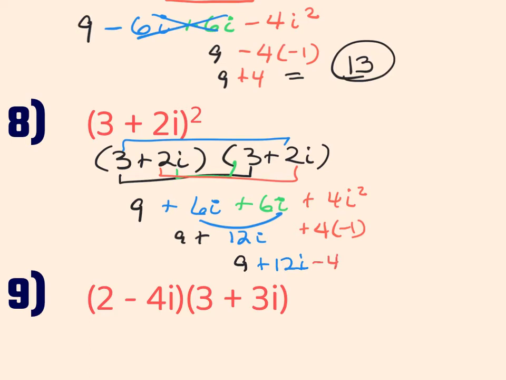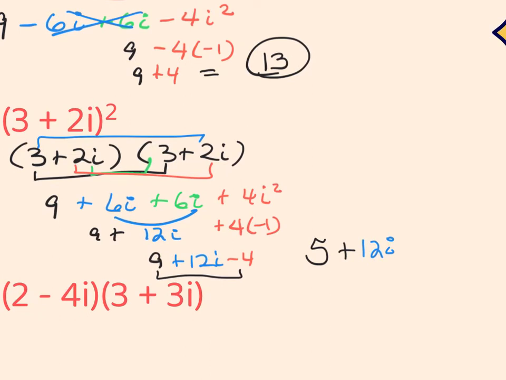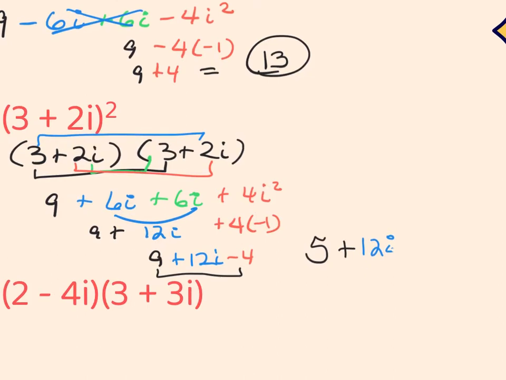Again, add your like terms, these two real ones. 9 minus 4 is 5 plus 12i. Always write the real and then the imaginary. Let me fix that i.